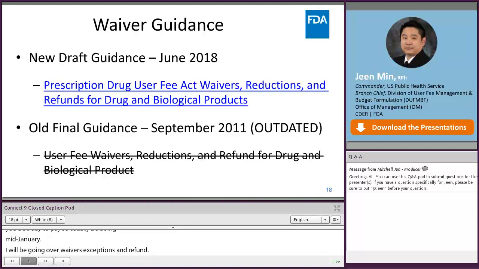Currently, there are 2 waiver guidance available online. There's the old waiver guidance that was issued in September 2011, named User Fee Waivers, Reductions, and Refunds for Drug and Biological Products. This is an outdated waiver guidance. Please do not use it.